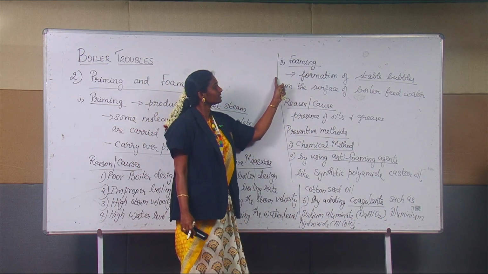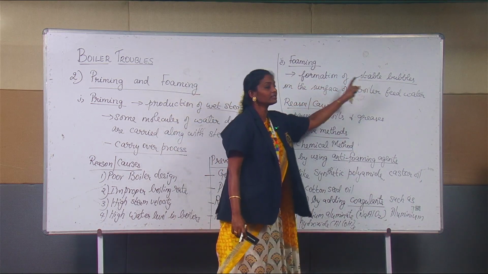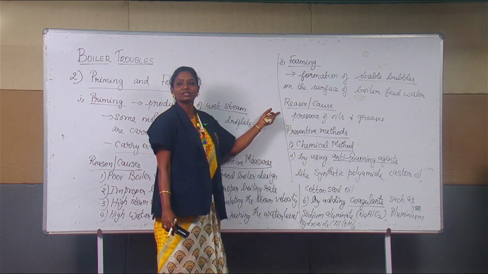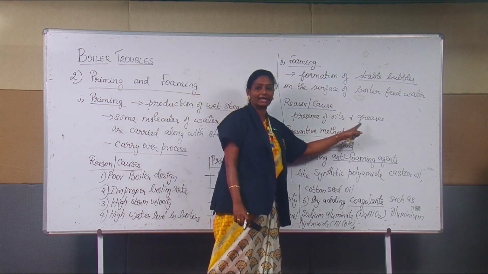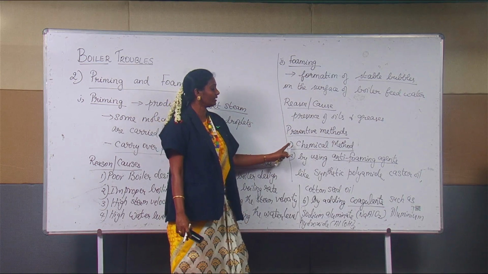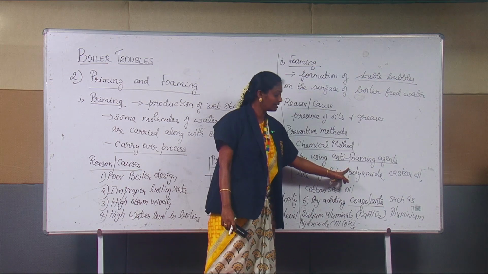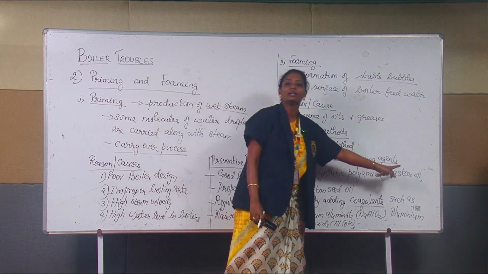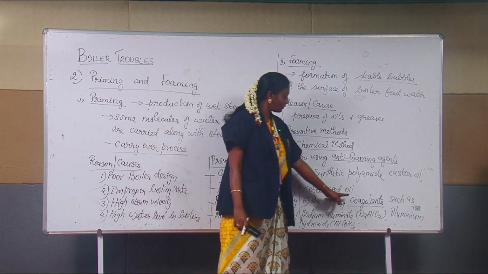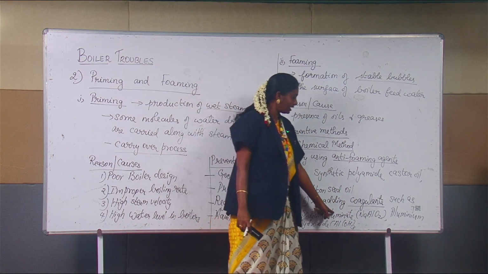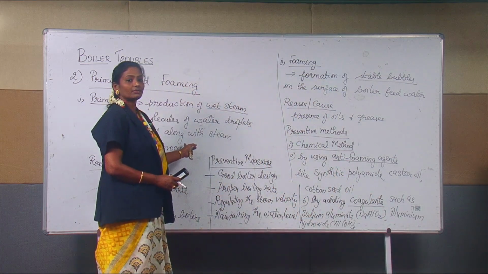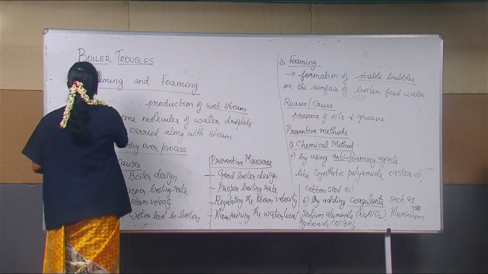So foaming is the formation of stable bubbles over the surface of the boiler feed water. This is caused because of the presence of oils and greases. It can be avoided by a simple chemical method by adding anti-foaming agents such as synthetic polyamide, castor oil, cottonseed oil, and by adding coagulants such as sodium aluminate, aluminium hydroxide. Now let us look into the physical method.